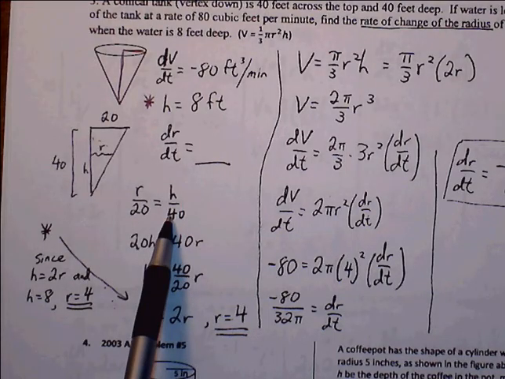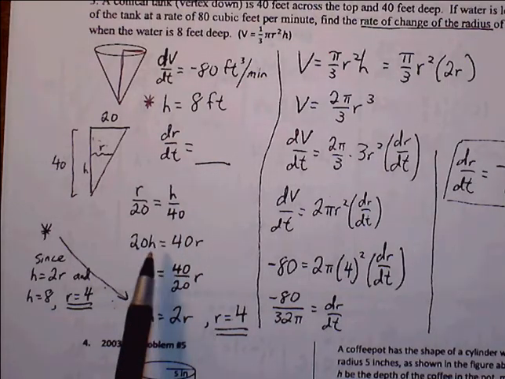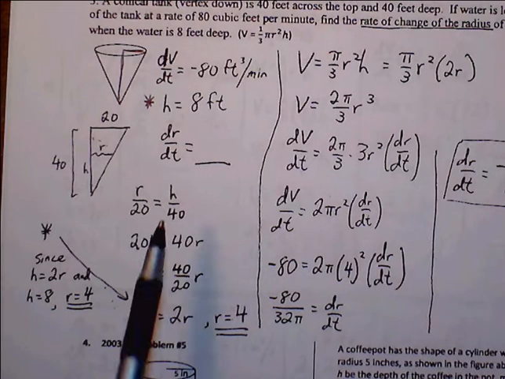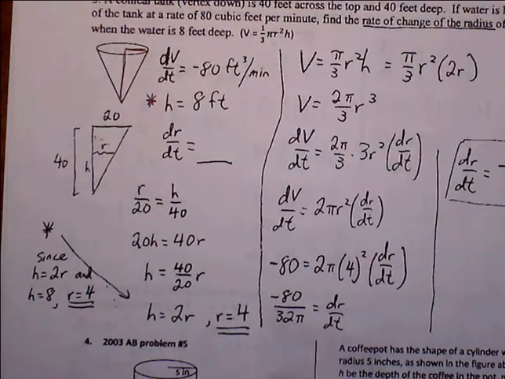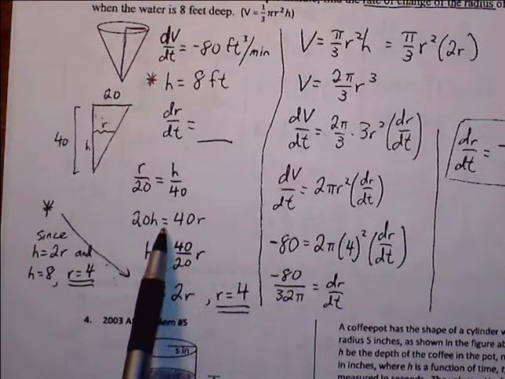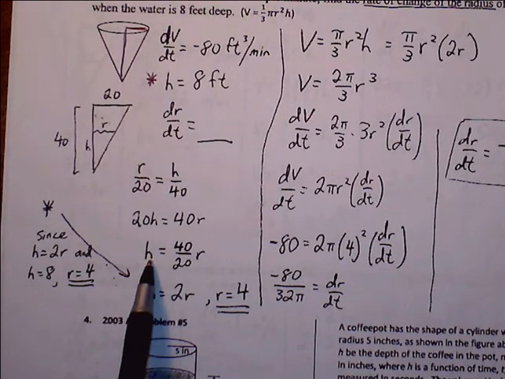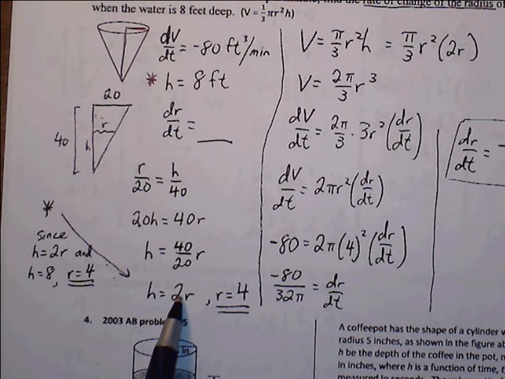So h over 40 is small radius over big radius, as small height is to big height. Now we have radius and height related to one another using proportions. If we cross multiply, we get 20h is equal to 40r. We can solve for h: h is equal to 40 divided by 20 times r, so h is equal to 2r.